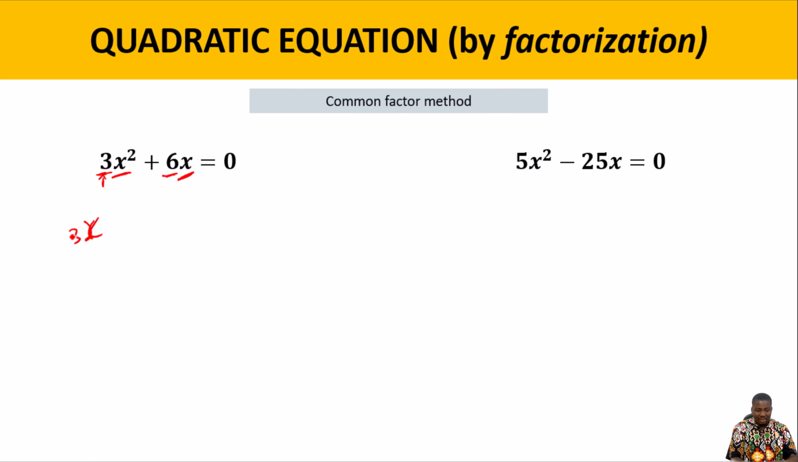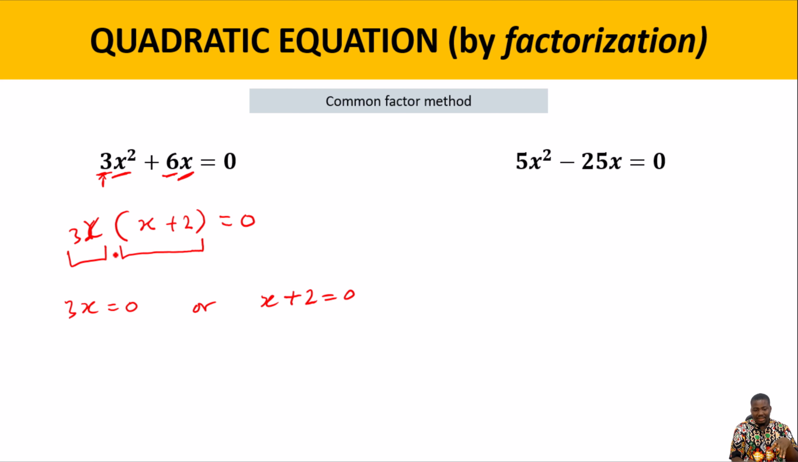That way we have something like this: 3x, then you open a bracket. When you divide 3x squared by 3x, you have x. If you divide plus 6x by 3x, you have 2, equals 0. Now, what you did here is that you have removed the common factor. By doing that, you have factorized this equation. After factorizing, one thing I want you to know is that if 3x multiplied by x plus 2 equals 0, this is only possible if one of two things happens. It's either 3x equals 0, so that whatever x plus 2 is, by the time you multiply it with 3x, you have 0. Or x plus 2 equals 0, which means that whatever 3x is, as long as x plus 2 is 0, when you multiply that with 3x, you still have 0.